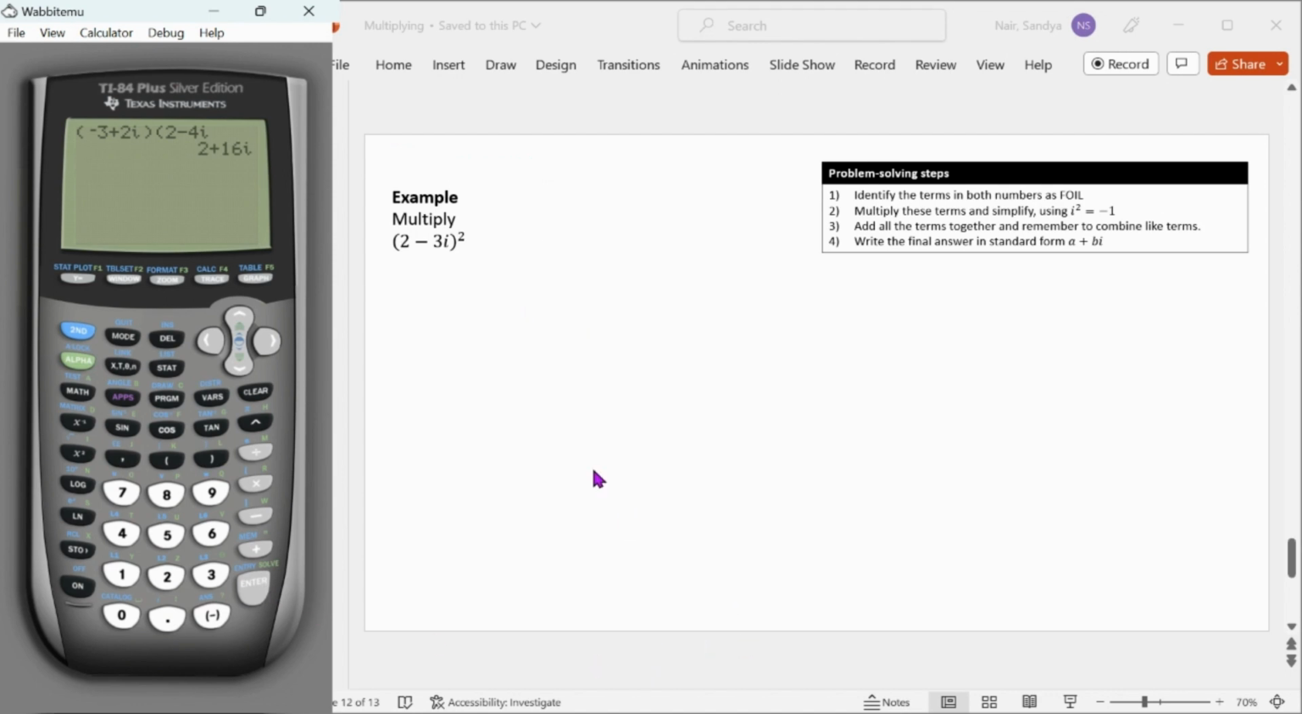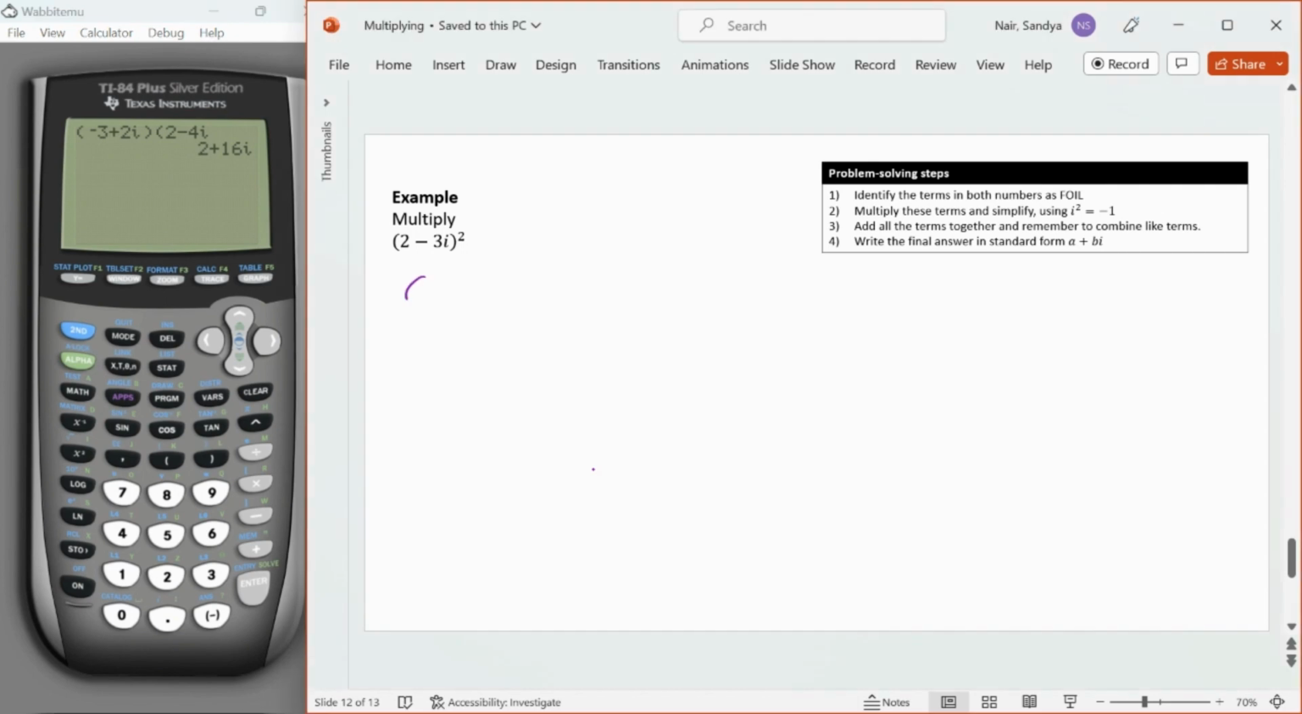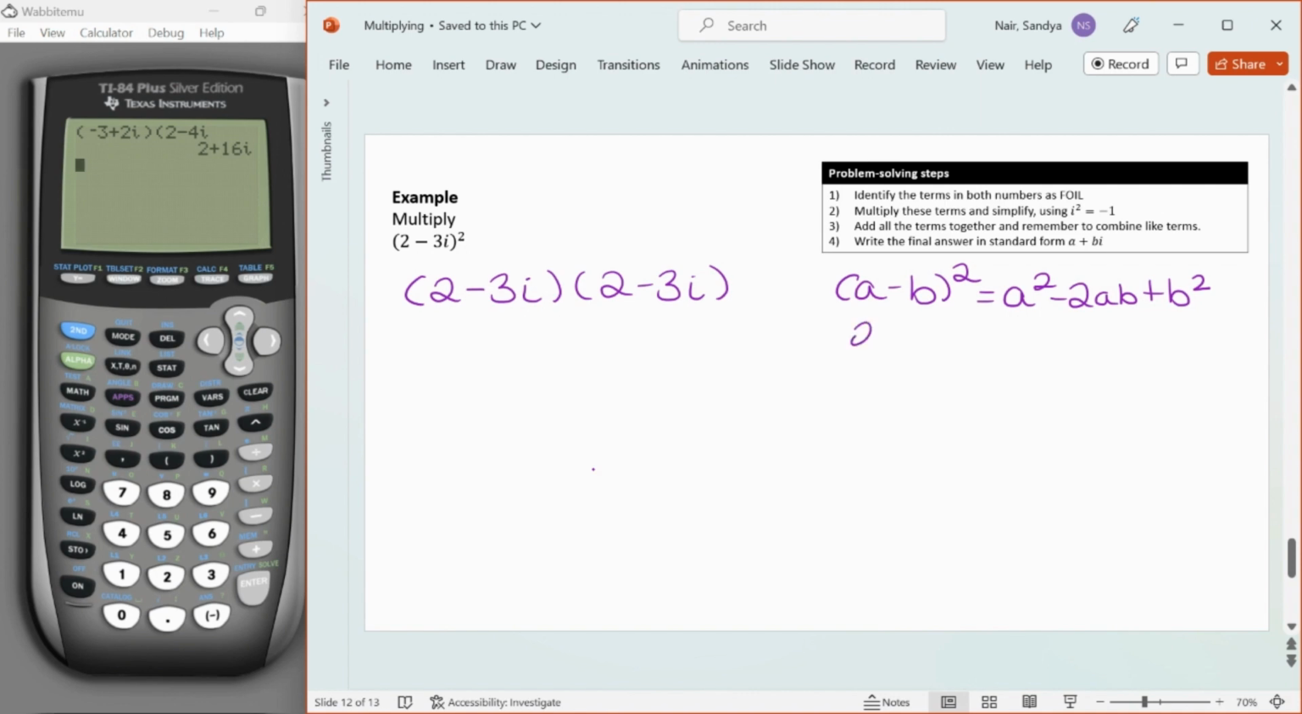So I want to show you that we can also use this if we're squaring a complex number, right? Because I know when we're squaring, it doesn't look like we're multiplying, but that is what we're doing, right? Because we're doing 2 minus 3i times 2 minus 3i. You can think of it this way. So when we do this, we can do it one of two ways. You can use that perfect square trinomials pattern. Remember, we have that a minus b squared equals a squared minus 2ab plus b squared. Because in this case, a is going to be 2 and b is going to be 3i.